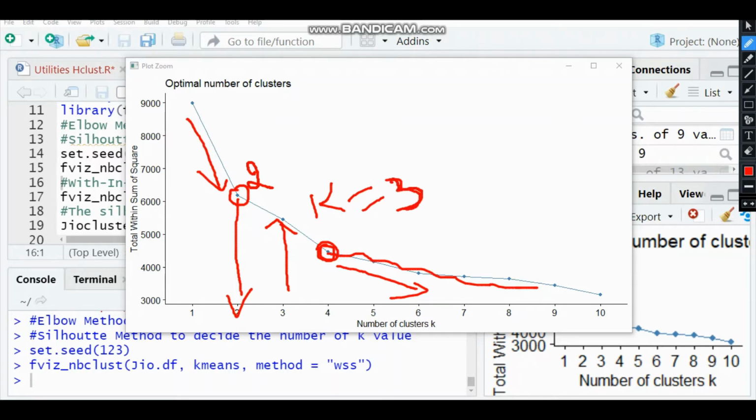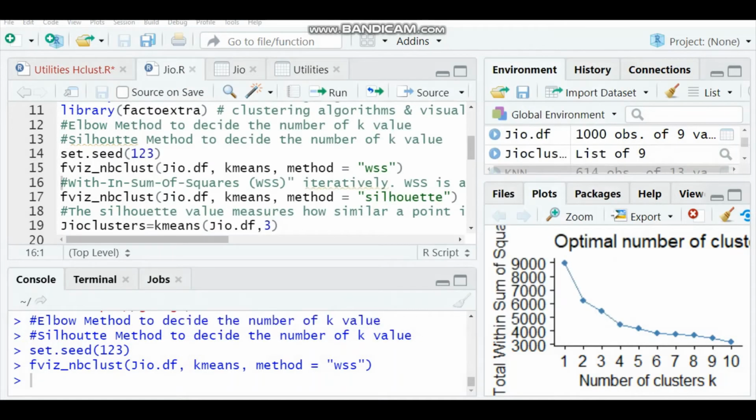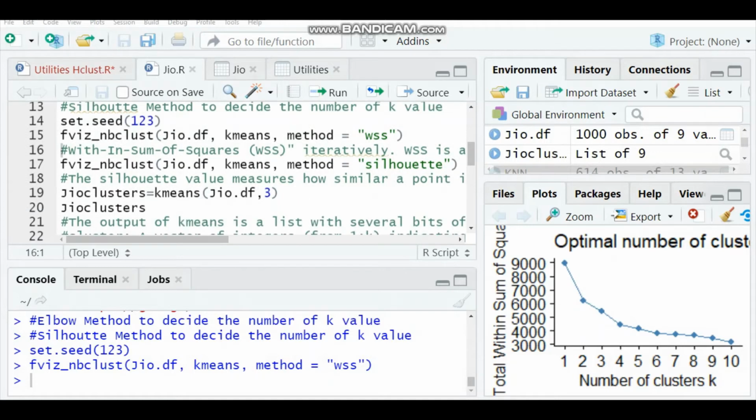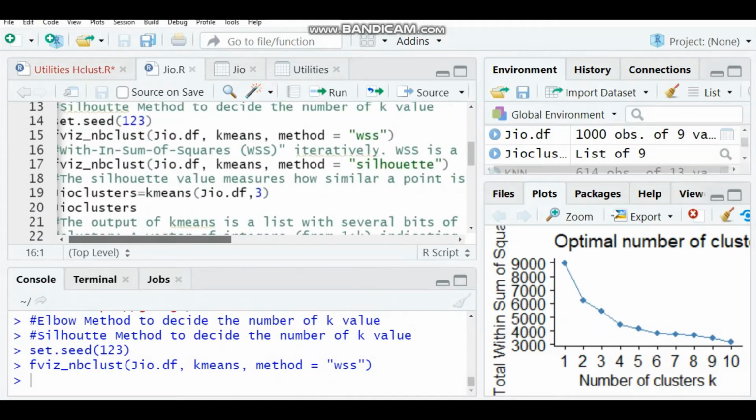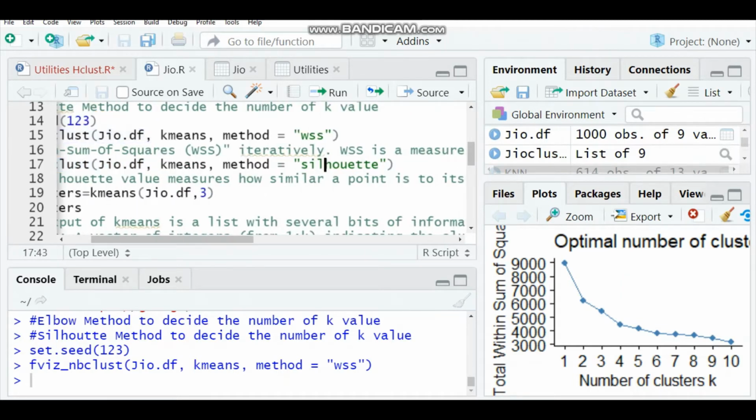I am considering k is equal to 3 because, instead of 2 extreme clusters, if I have 3 clusters, the mid group is what will be helpful for me. So that's the purpose of creating k is equal to 3. Now we have one more method called the Silhouette method, which is also used for identifying the k value. With the same code, you just need to change the method name to Silhouette.